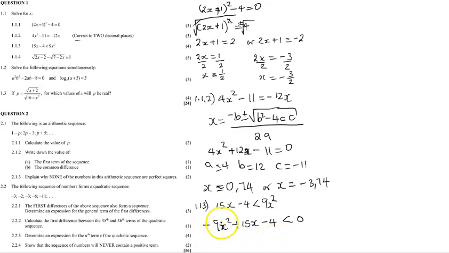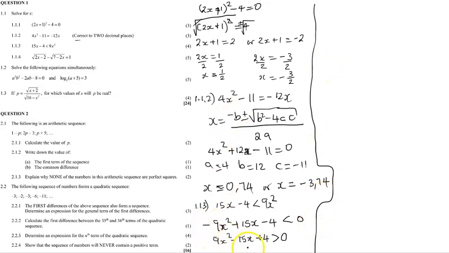And then obviously we are not used to factorizing with a negative a, so we just divide by negative 1 throughout. So it's 9x squared minus 15x plus 4 is greater than 0. You know that if you divide by a negative number, the sign changes. If it was less than, it becomes greater than, and vice versa. And then from there, we can now try to factorize this.